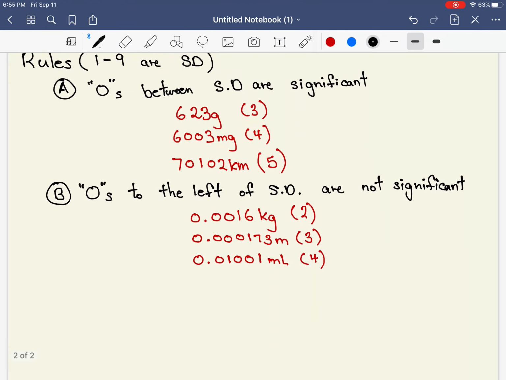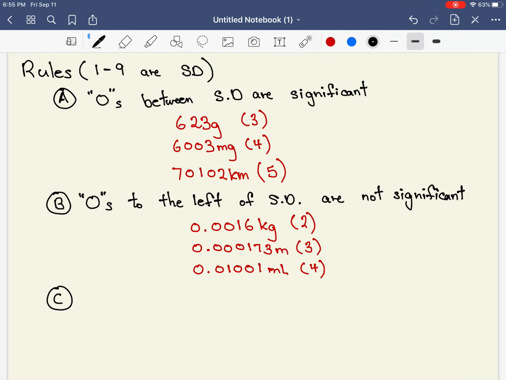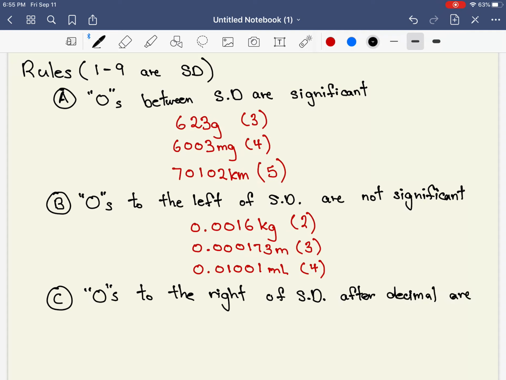All right. Next rule, rule C. So what if you have zeros to the right this time of significant digits, and they are there after the decimal place? Well, if that's the case, those zeros are actually significant. Now, what do I mean by zeros to the right of significant digits after the decimal place?